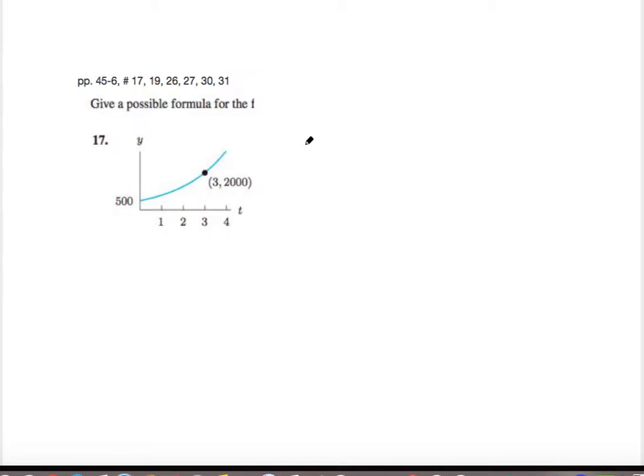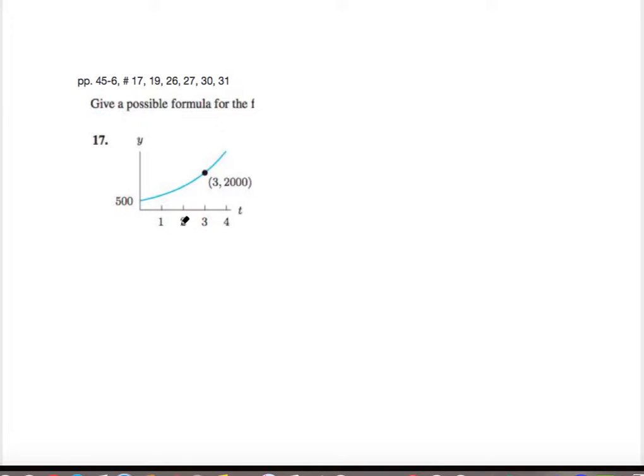These are the solutions to calculus homework number 21. It first starts with 6 problems from the textbook before a handout. So starting with number 17. This text is cut off, but it says give a possible formula for the function that is graphed right here.